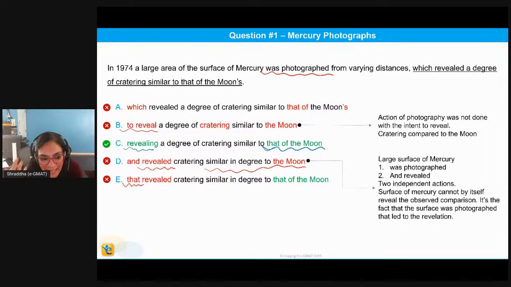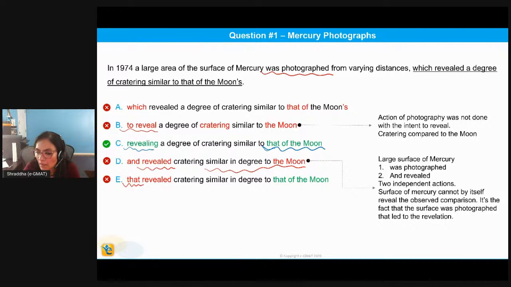Choice between A and E, A has two errors. Choice E corrects the comparison error, but it retains the same modifier error, and hence choice E is incorrect. So this is what it is.